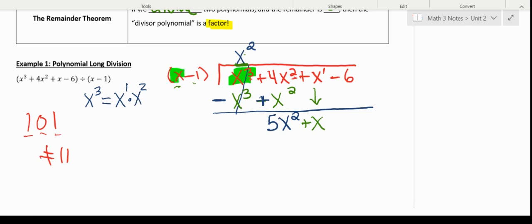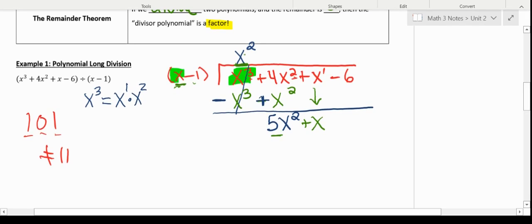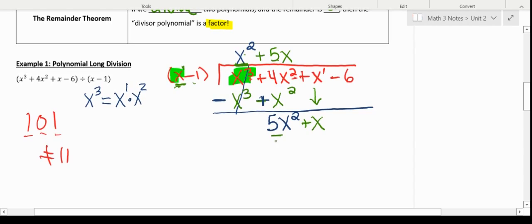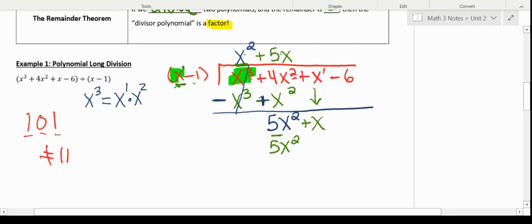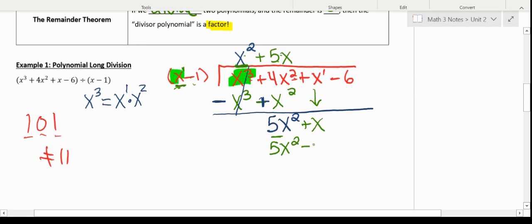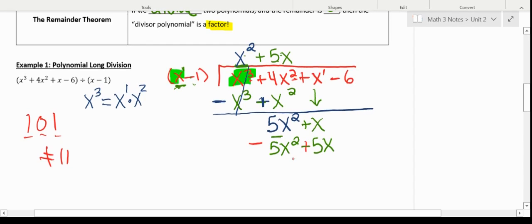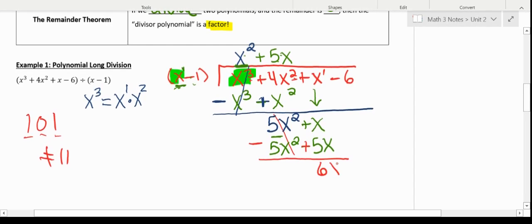And I'm going to do now the same exact thing. So I have here, what do I multiply x by to get a 5x squared? I'm going to multiply by 5x. 5x times x is 5x squared. 5x times negative 1 is negative 5x. I'm now going to subtract. So if I subtract, it's like taking the opposite sign. And this becomes a 6x.